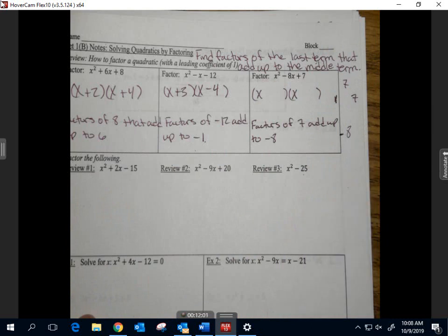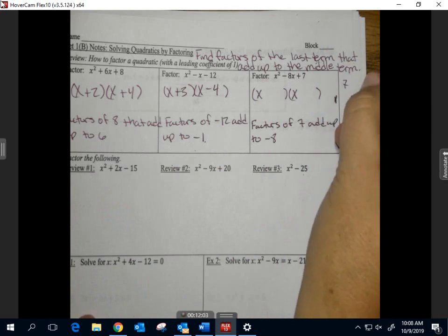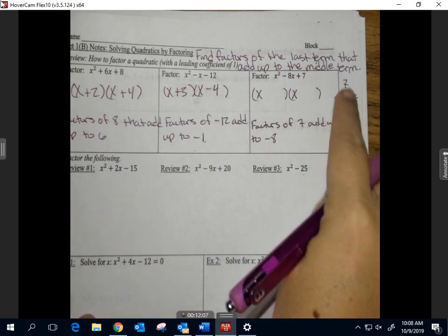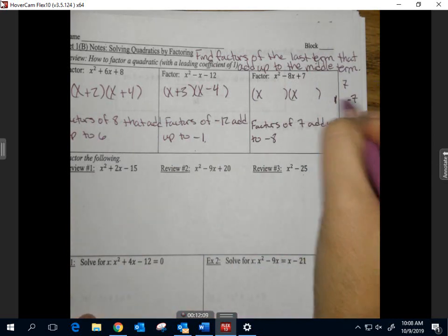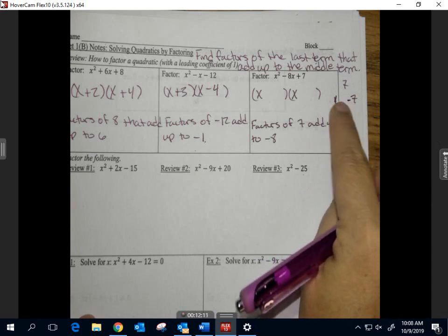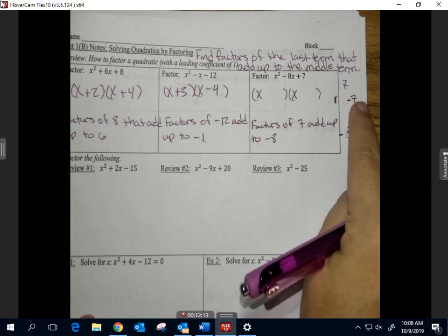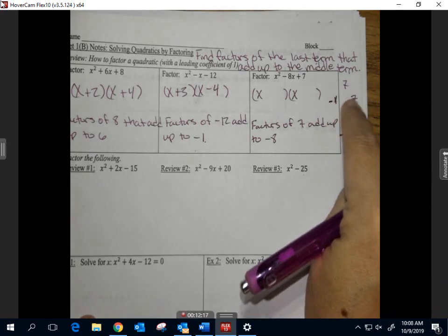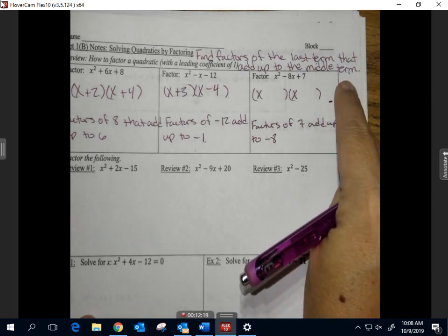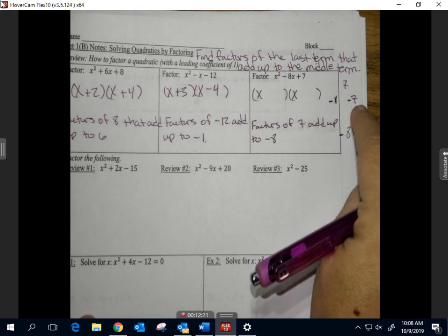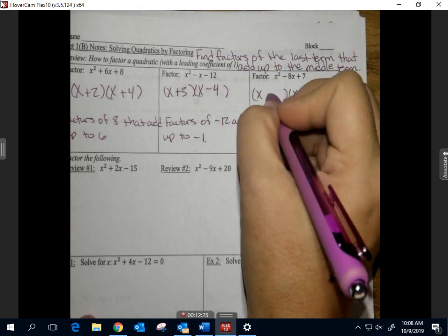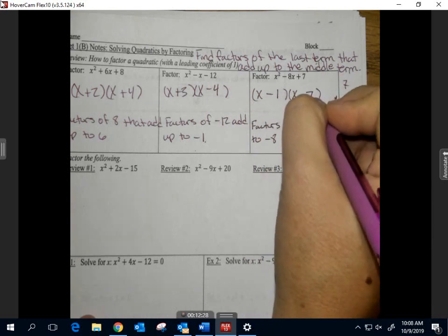So what? Make only the 7 negative? Both of them, because it has to multiply to give us a positive 7. If I left it like this, it equals negative 7 when I multiply, right? But if I make them both negative, negative 1 times negative 7 gives me positive 7, and negative 1 plus negative 7 equals negative 8. So we had to make them both negative.